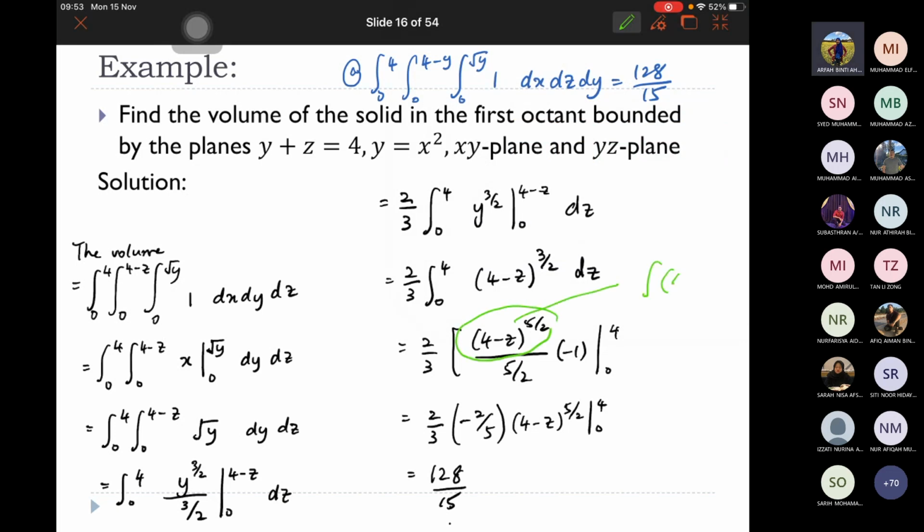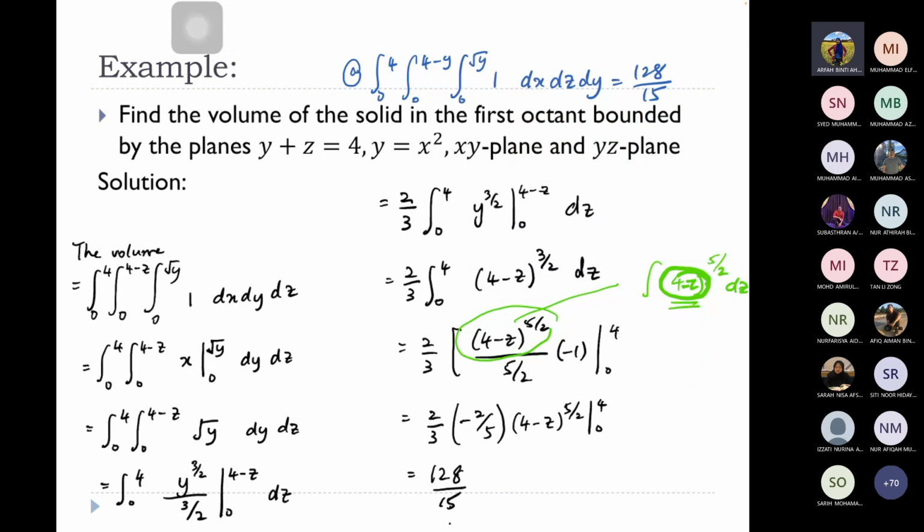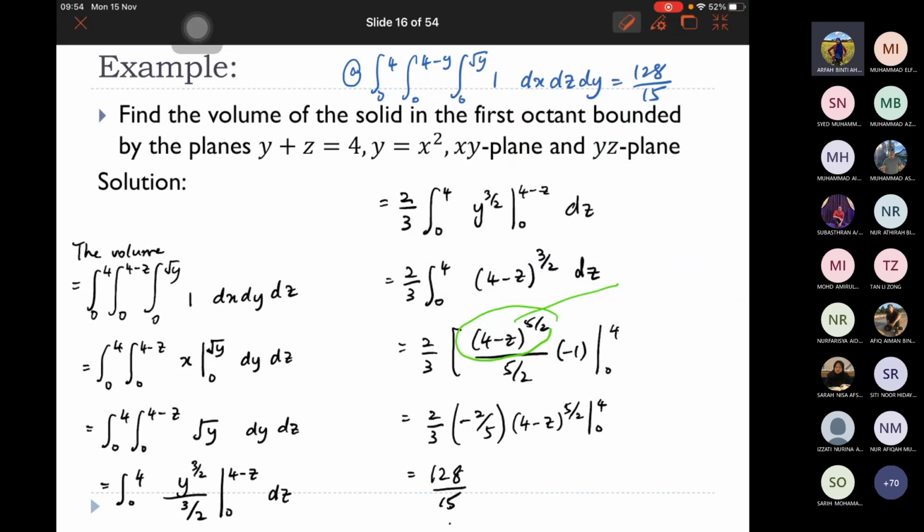Integration 4 tolak z kuasa 5 per 2 dz. So dia kan ada tolak kan dekat dalam ni. Kita nak integrate yang dekat dalam. Kalau awak integrate z kuasa 5 per 2 ni, z kuasa 3 per 2 ni bolehlah. You can do the direct integration, but this one sebab dia ada function dekat dalam tu. Tapi should be kuasa z tu negatif 1 tu daripada kuasa z tu, daripada this one 4 tolak z ni.